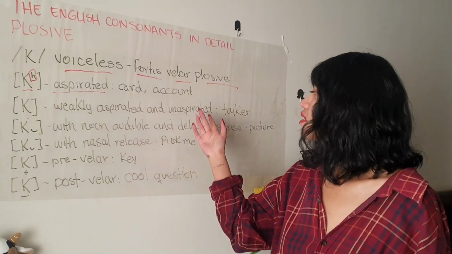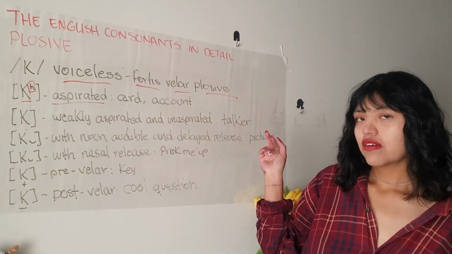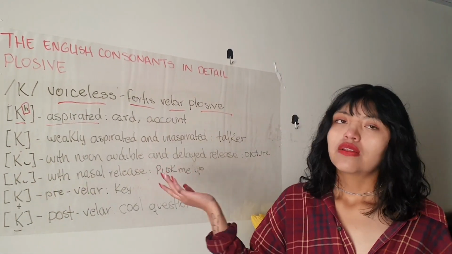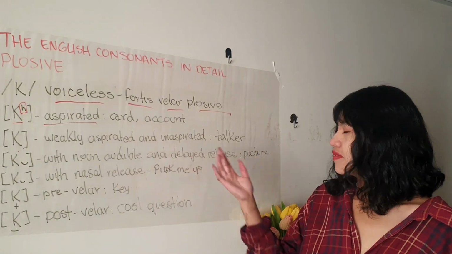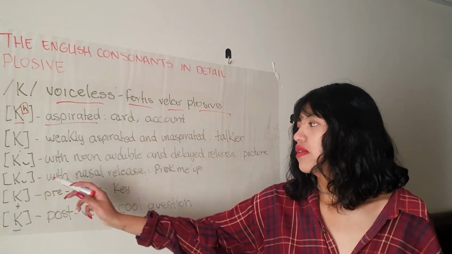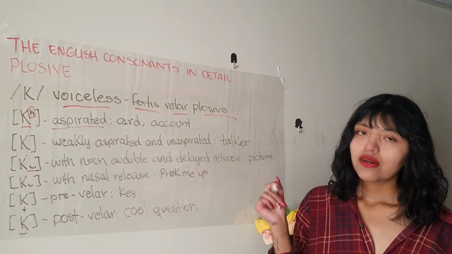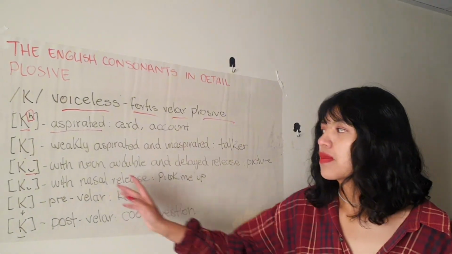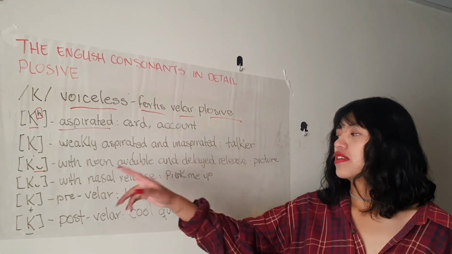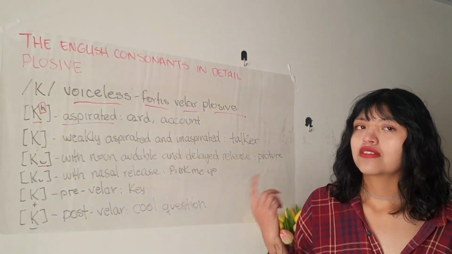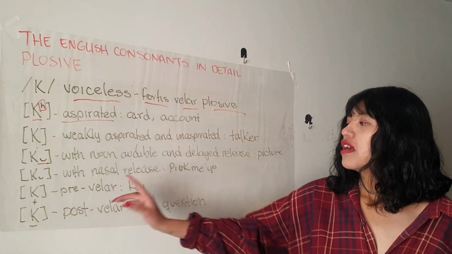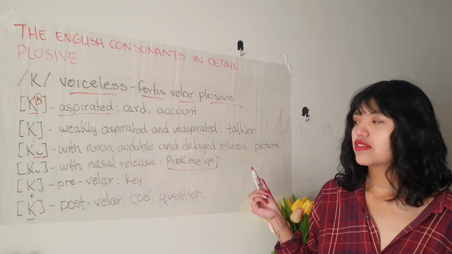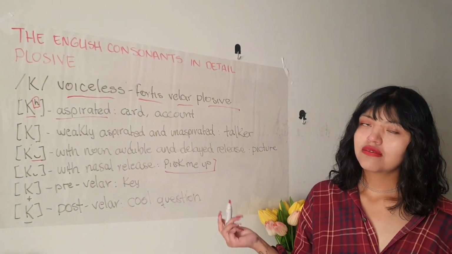For example, in talker. The third one is with the non-audible and delayed release. We already know the diacritic, and we have an example in picture. The fourth one is with nasal release. This is because it's followed by a nasal sound. And we have the example, pick me up. We don't release the k, we say pick me up.